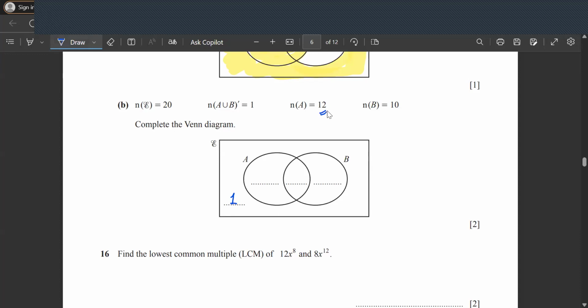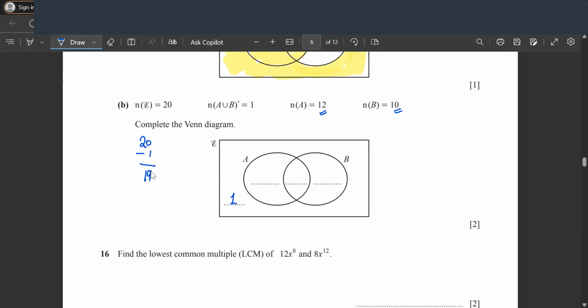Where to write the 12 and where to write the 10? We subtract them from 20? This is the mistake. This is the horrible mistake. I said before, whenever you put a number outside, subtract it from your question first. So 20 minus 1 equals 19. This is the number of your question now, okay?